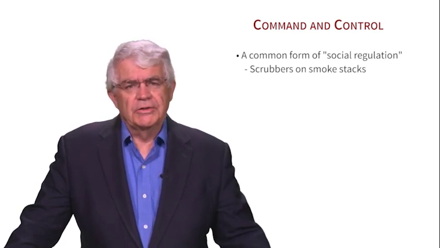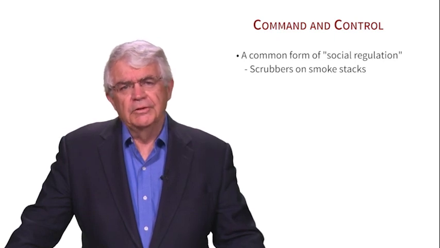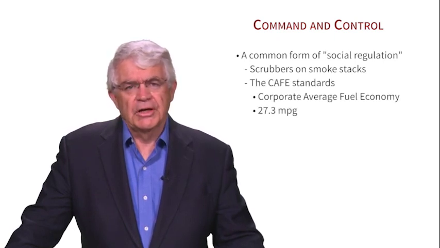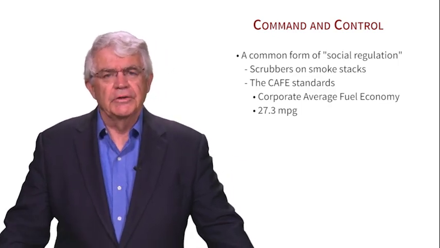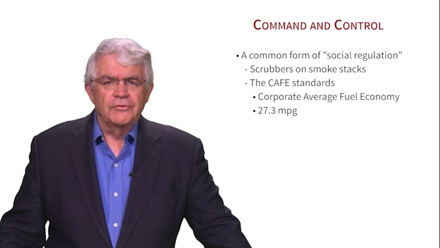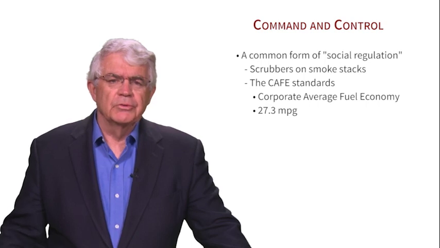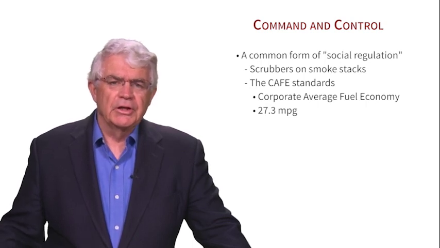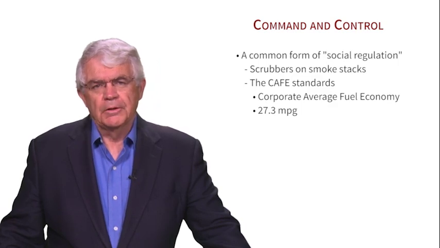In the case of gasoline, the government has restrictions on how many miles per gallon a fleet of cars must get. Say 27.3 is a recent example. 27.3 miles per gallon is the corporate average fuel economy requirement that's put on automobile manufacturers. That's another example. The government commands a certain amount of miles per gallon in an effort to reduce the amount of pollution from gasoline cars.